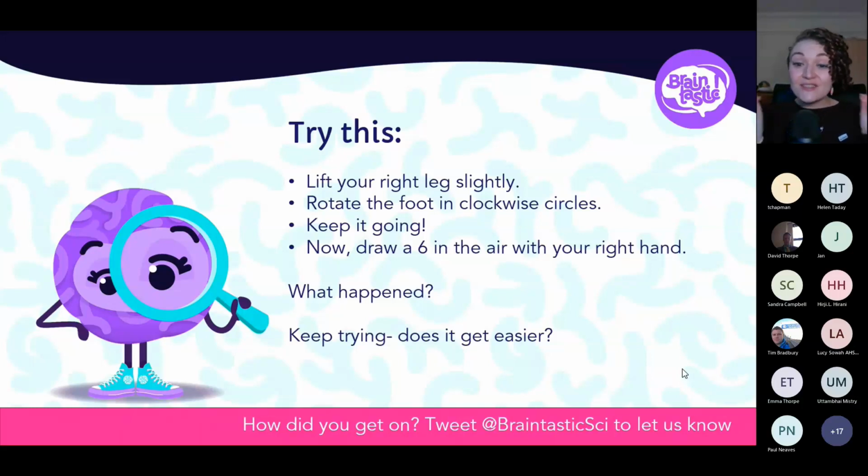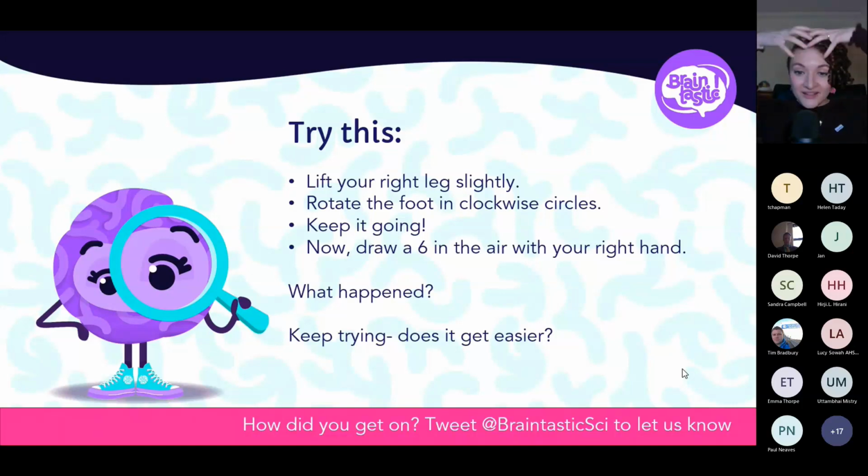Yes. So this is a really tricky thing to do. But what I want you to do is keep going. Keep practicing it. Yes, Paul's discovered that if he writes his 6 backwards, his foot will keep going the right way. Exactly. So I'll tell you a little bit about why that is, but keep doing it while I'm talking.